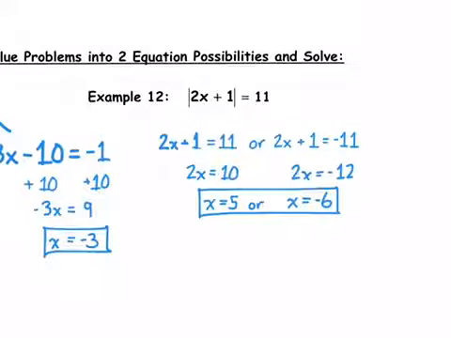All right, so here we go. Take a look at the two solutions here. I'm going to go ahead and separate those. One of these possibilities is it equals 11. The other possibility equals negative 11. I'm going to subtract 1 from both sides. I'm going to divide both sides by 2, and then I end up with my solutions as 5 and negative 6.